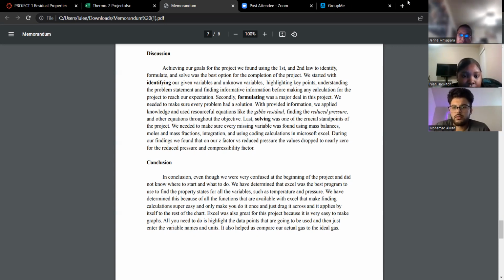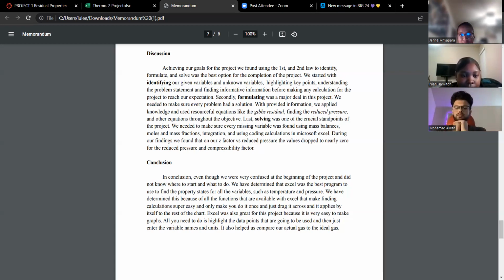Secondly, formulating was a major deal in this project. We needed to make sure every problem had a solution. With provided information, we applied knowledge and used resourceful equations like Gibbs residual, finding the reduced pressure and other equations throughout the objective. Last, solving was one of the crucial standpoints of the project. We needed to make sure every missing variable was found using mass balances, moles, and mass fractions, integration, and coding calculations in Microsoft Excel.